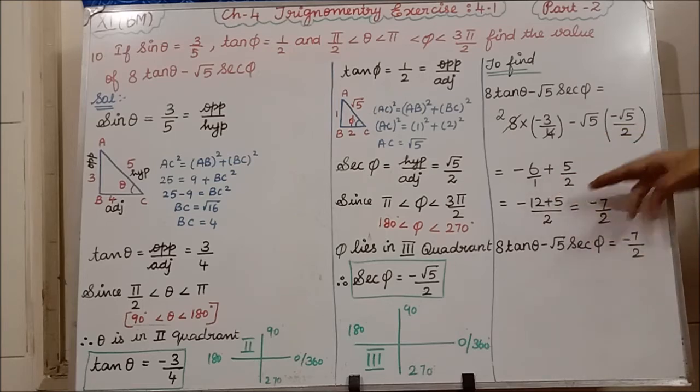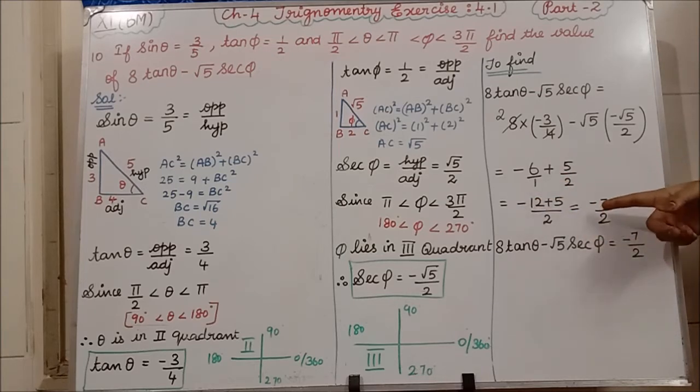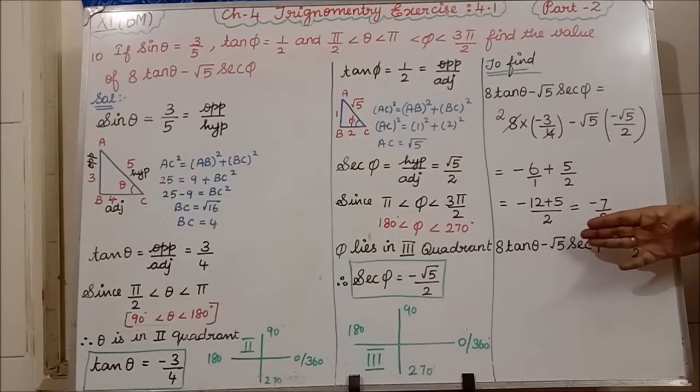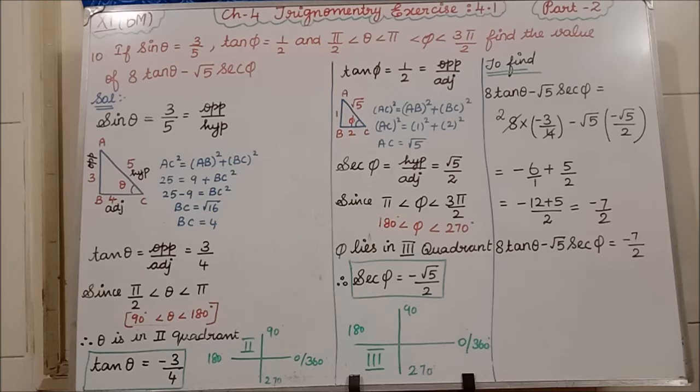We subtract 12 minus 5, what will we get? We will get 7. The greater number is 12, so that takes the minus sign. So minus 7 by 2. So 8 tan theta minus root 5 secant phi, the answer is minus 7 by 2. That is the answer for the 10th question. Students, all of you clear this question? With this 10th question, we are completing exercise 4.1.